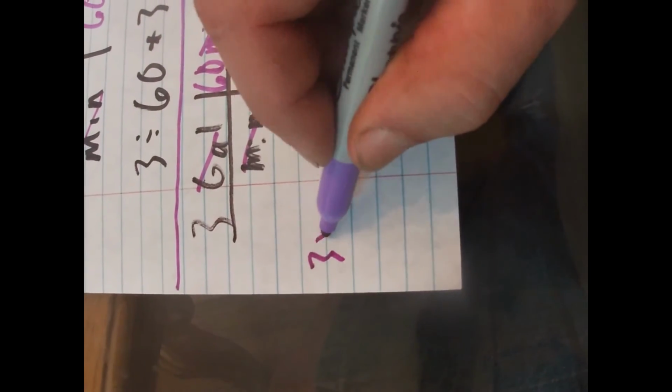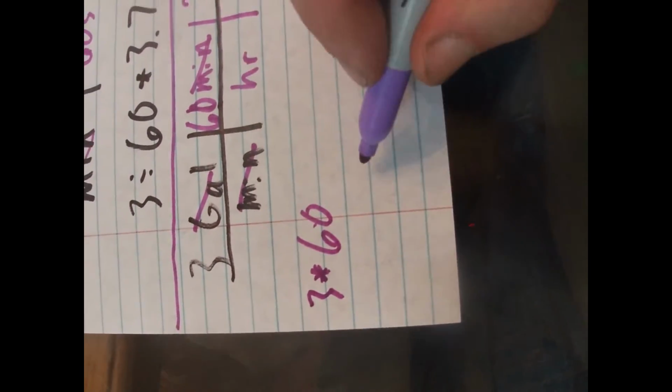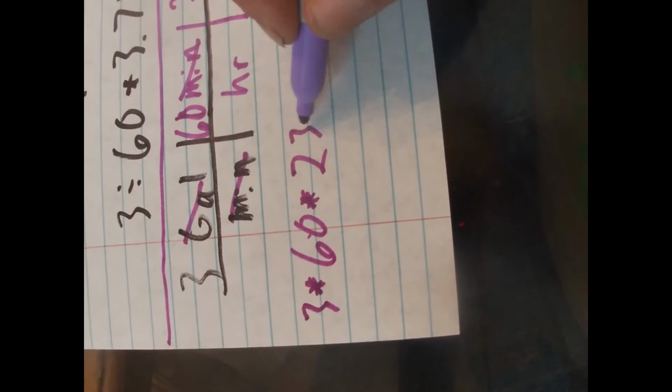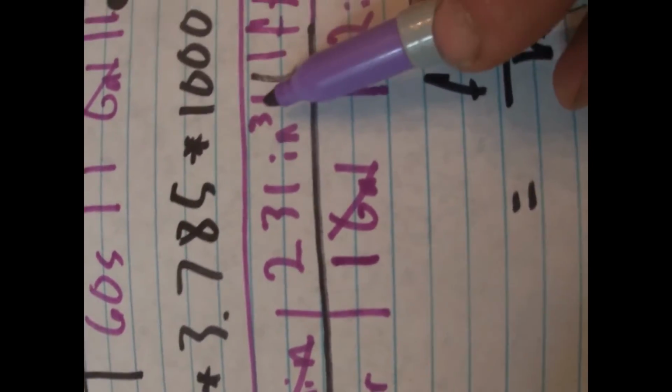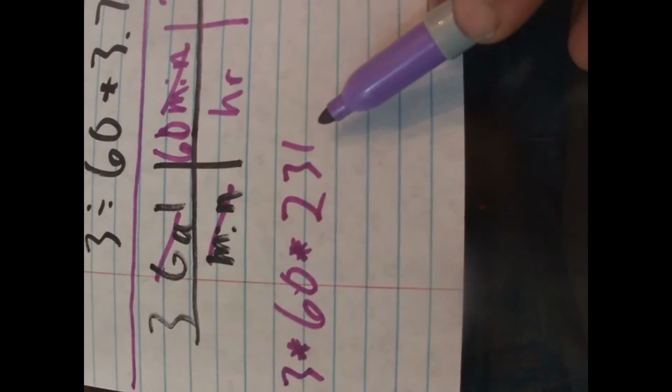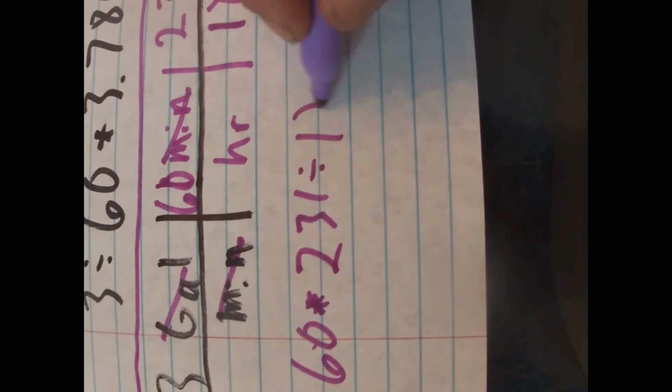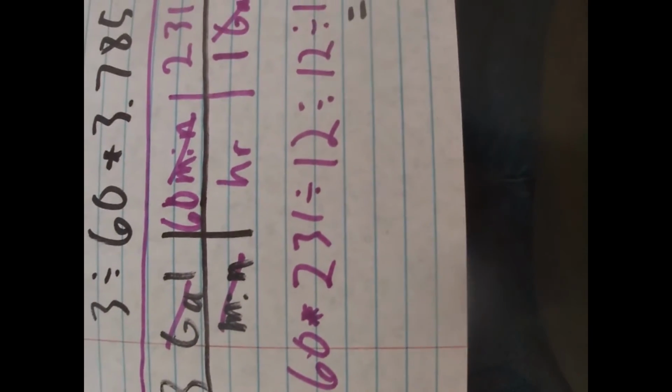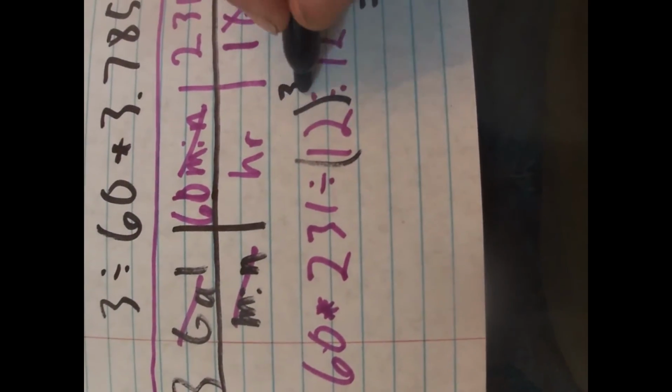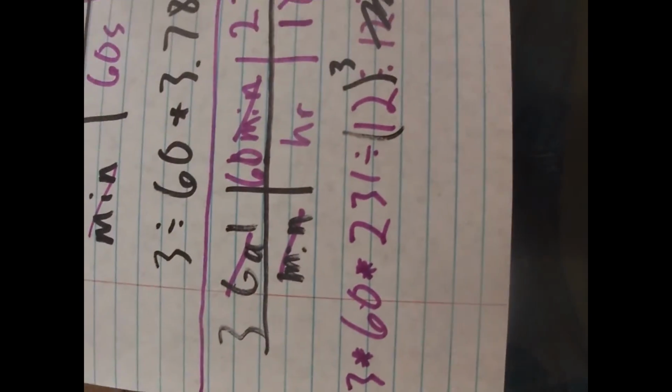Here come your instructions. All you have to do is go 3 times 60 times 231. Now, the cube goes with the inches. It does not go with the 231. And then you'll go divided by 12, divide by 12, divide by 12, or you could have went divided by 12 and then cubed and get rid of all that. And that's what you would do there.